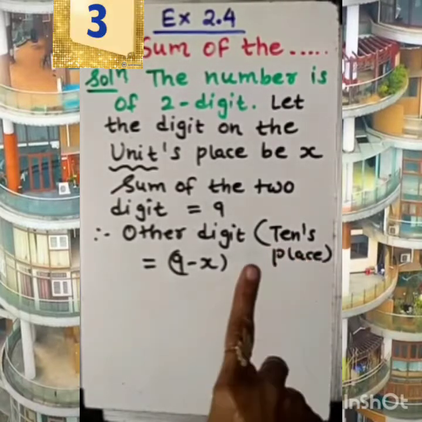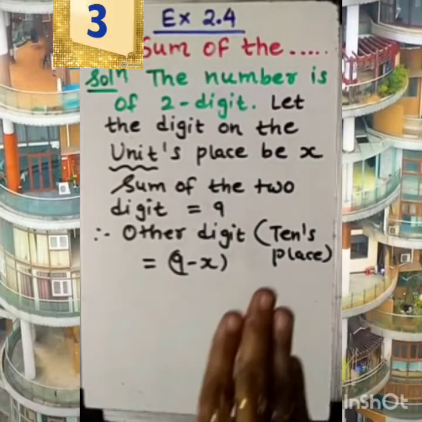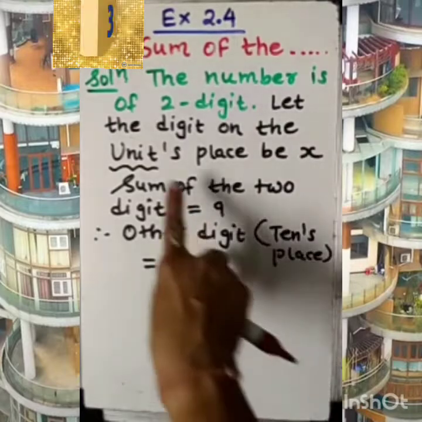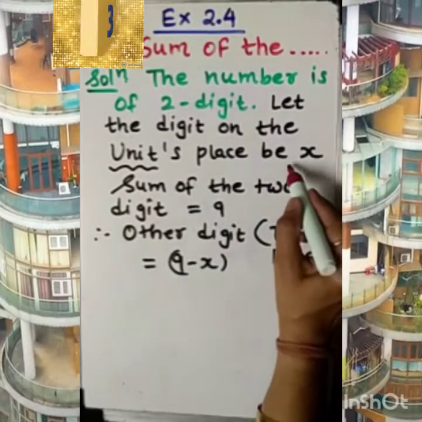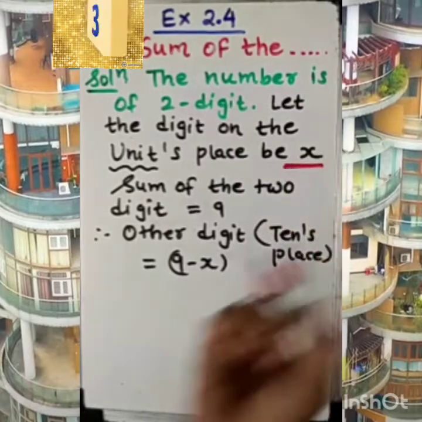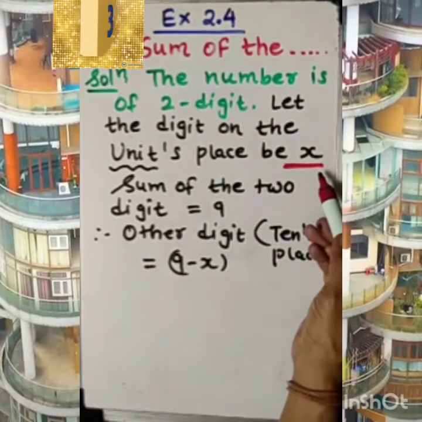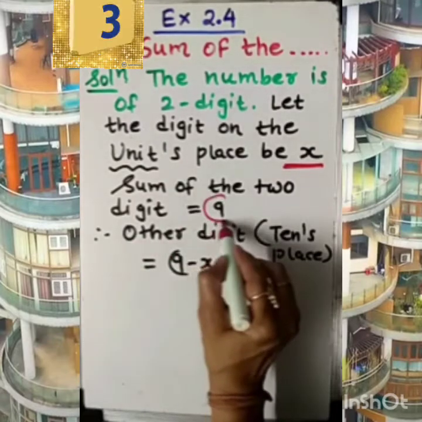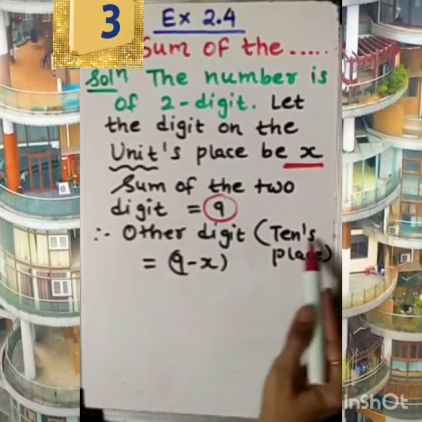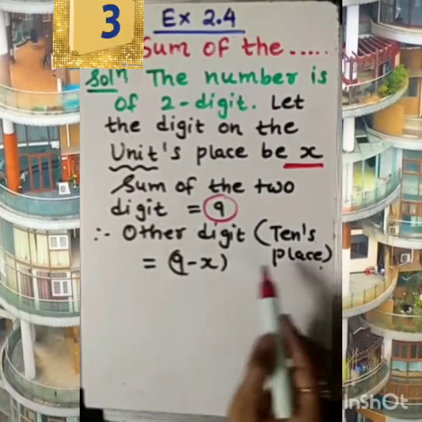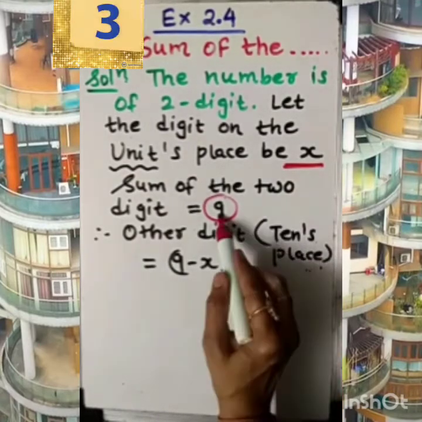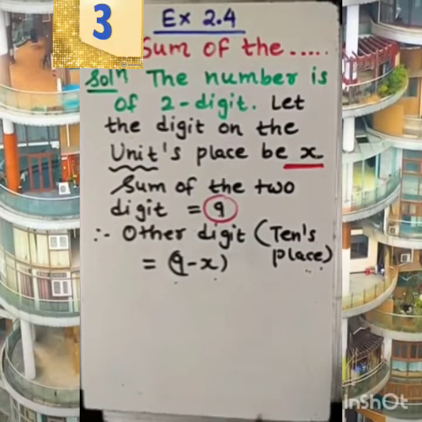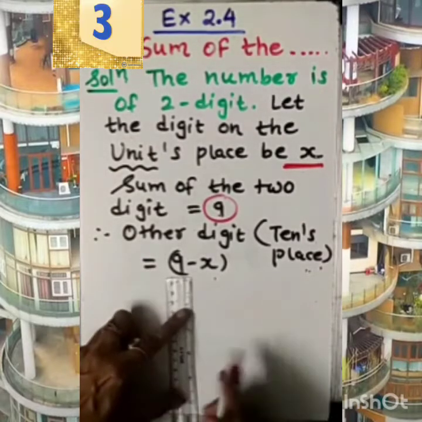The same procedure, in place of 1, we are not knowing either of the digits. So for the ones place or unit place digit, we are considering an unknown variable x. If it is x, then the sum of the two digits is already given, that is 9. So what will be the digit on the tens place? It must be 9 minus x. Clear to you? So let's write it in tabular form to make our work easy.